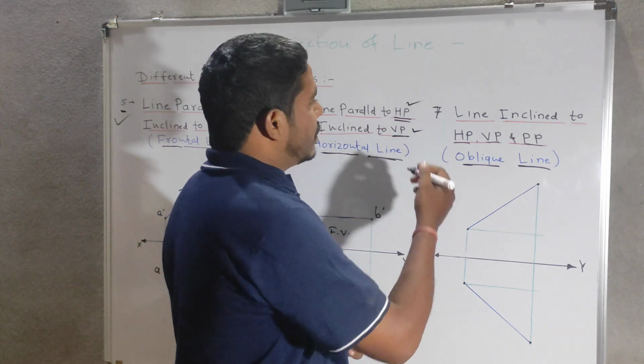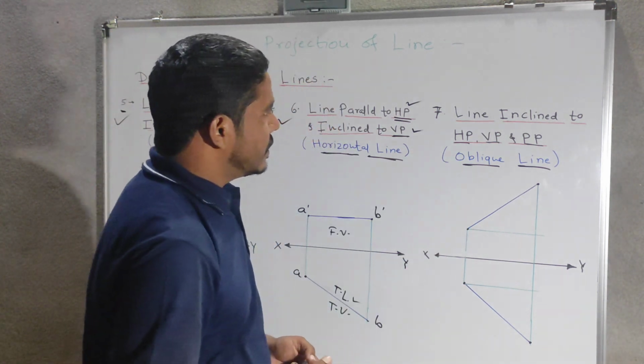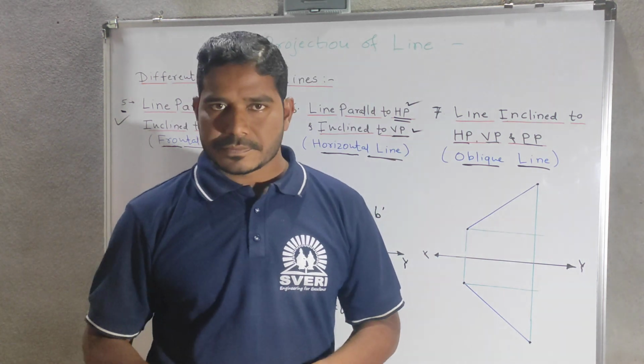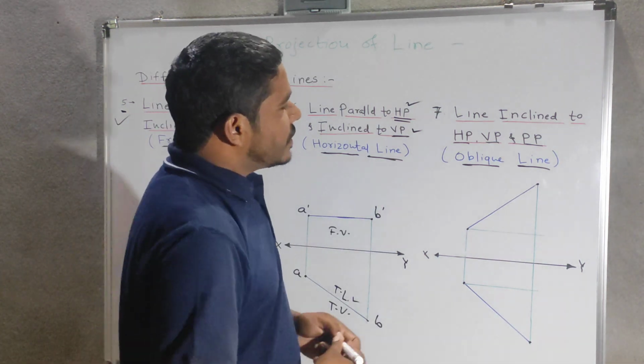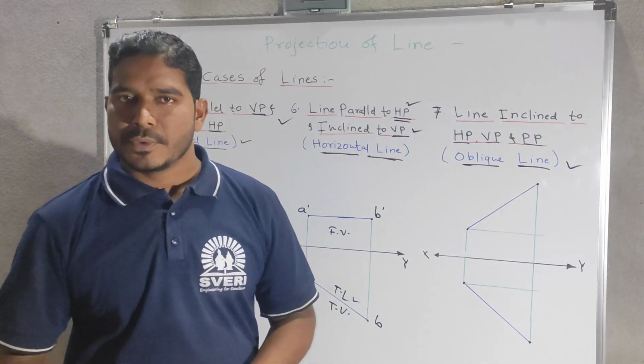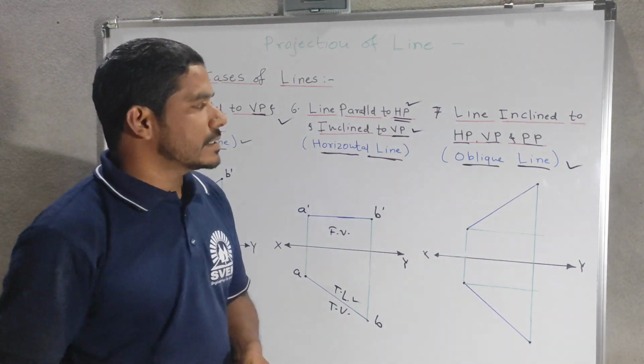So now we'll move to the last case, that is the line inclined to HP, VP, and the PP. So this line we are calling an oblique line. We can call this line an oblique line.